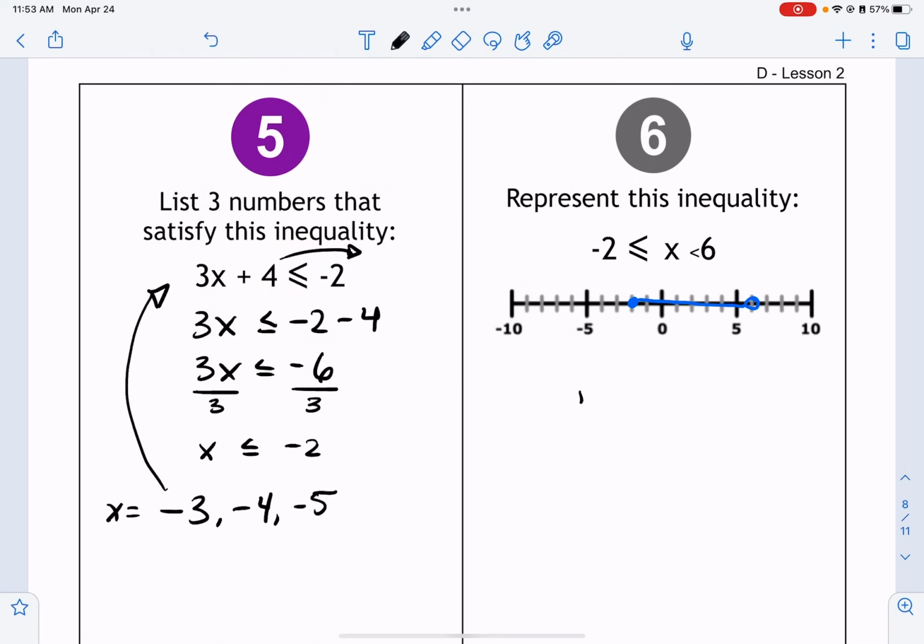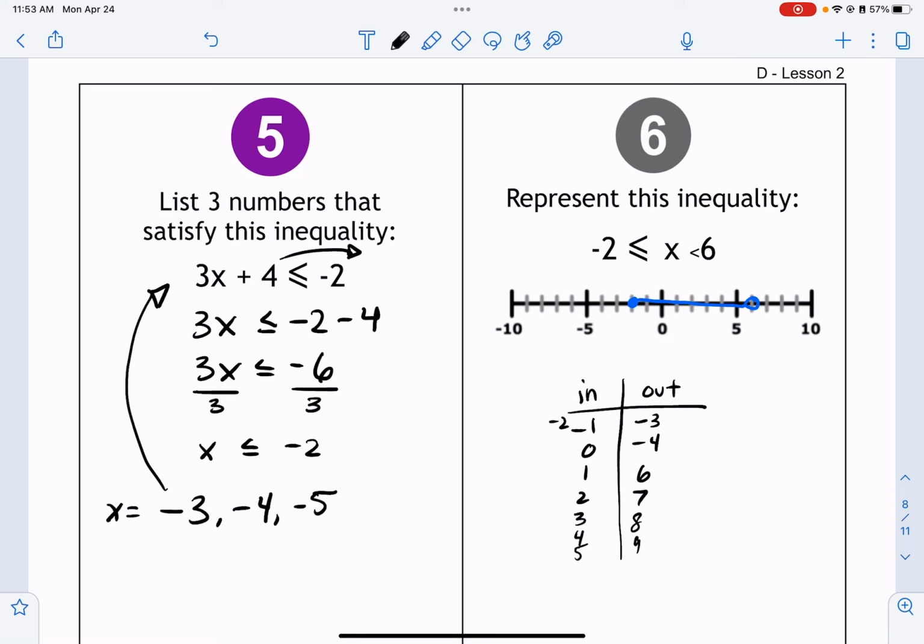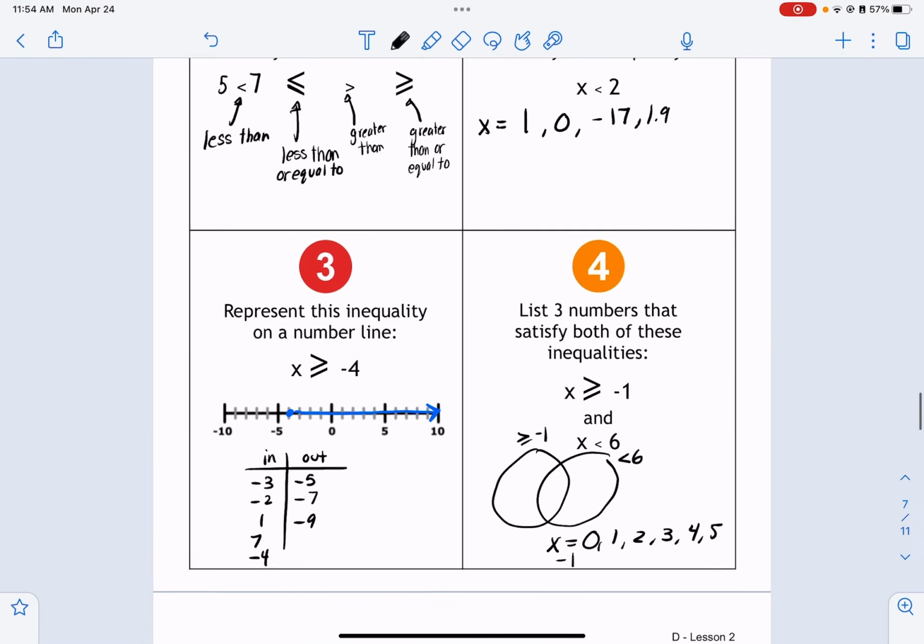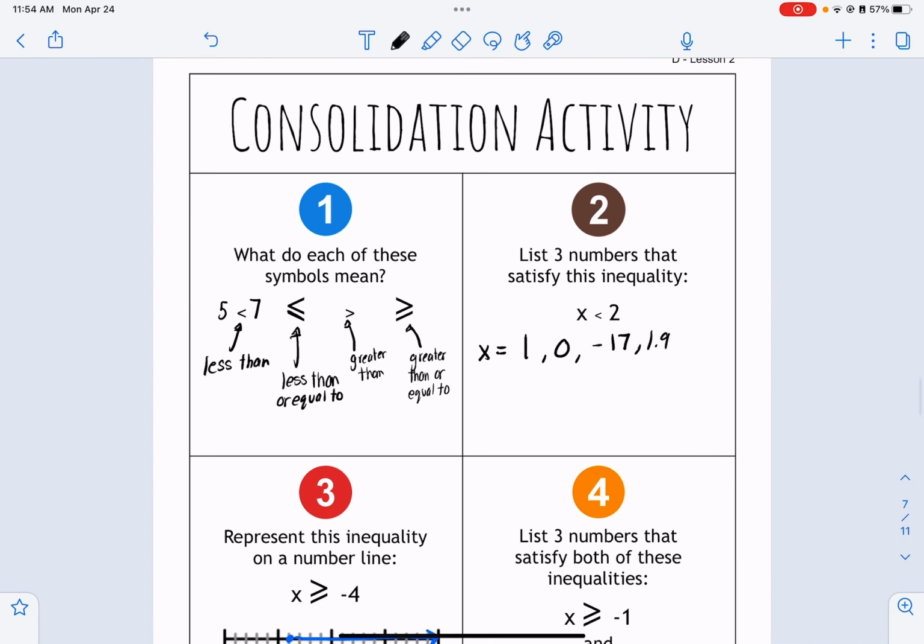If you were to do the in and out thing, like we did last time, every number from negative 2 to 5 would be in there, including negative 2, because negative 2 is included through equality, but every number before that and every number 6 and on is out. So again, when I say represent this inequality, we're looking for the number line, but if the in and out thing helps you, then for sure do that. So that's a lot about inequalities, and that has been your consolidation video for lesson 7.